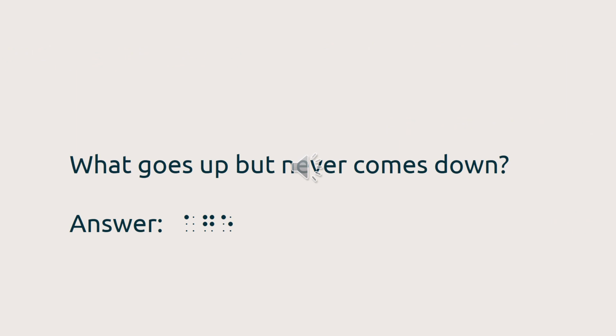Our second riddle is an interesting one. What goes up but never comes down? Try to transcribe the answer in Braille font. You may also pause the video while trying to guess the answer. The answer to this riddle has letters A, G, and E. Thus, the answer is age.